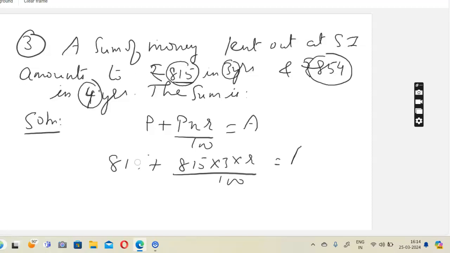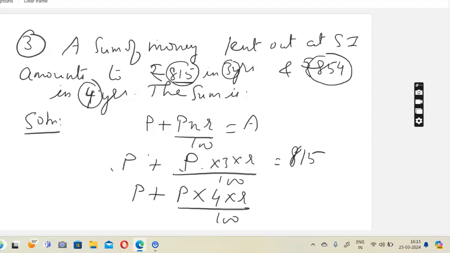Okay, sorry, the principal is not being given, we have been given the amount, right? So P plus P into 3 into R by 100 is 815. So P plus P into 4 into R by 100 is equal to 854.